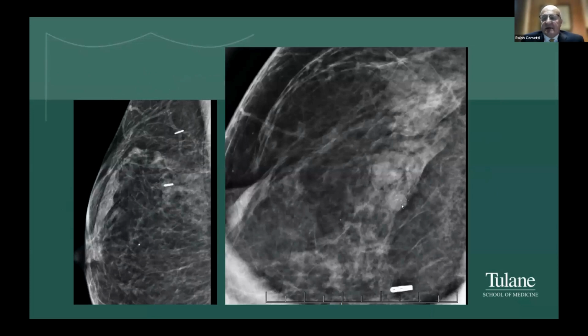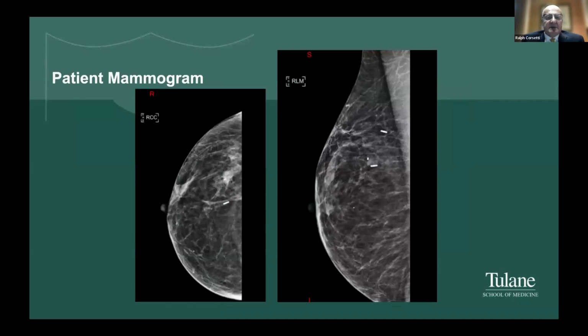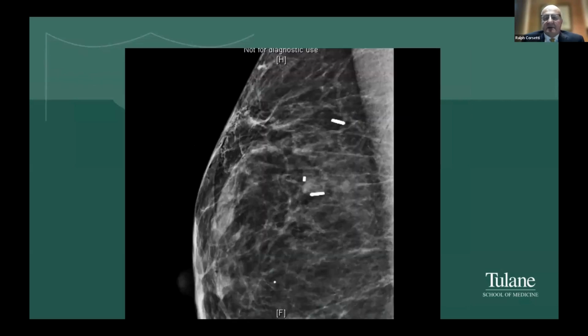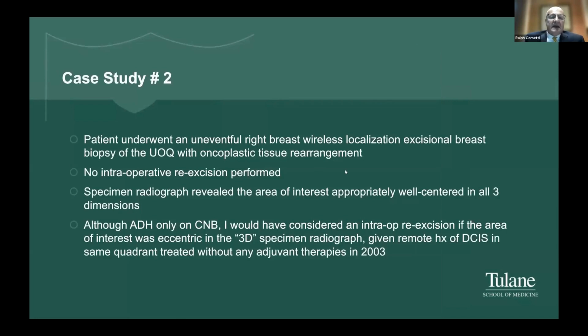Here you can see the 5 millimeter area of grouped calcifications that were suspicious. Certainly potential for upstaging there to DCIS on imaging. Again, uneventful excisional breast biopsy, upper outer quadrant, oncoplastic tissue rearrangement. This patient had no intraoperative re-excision performed, and I'll go over that. We had what I felt was an appropriately centered specimen.